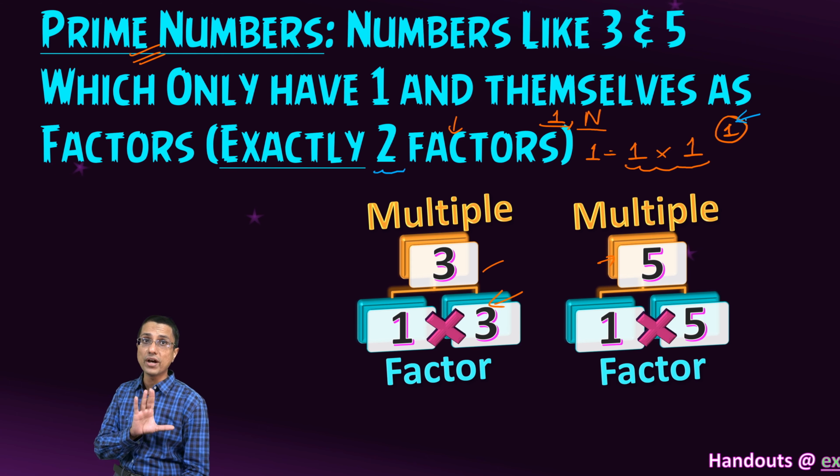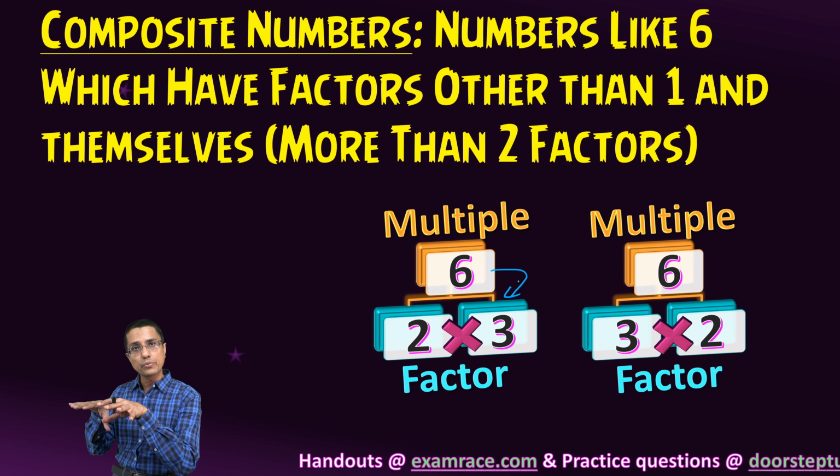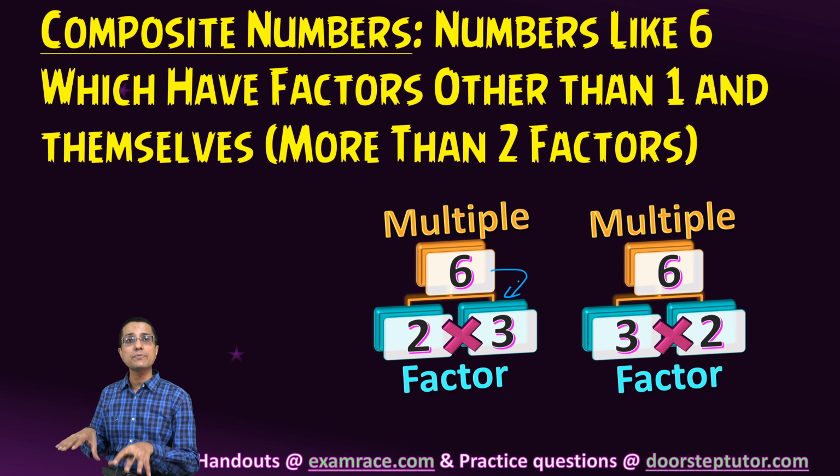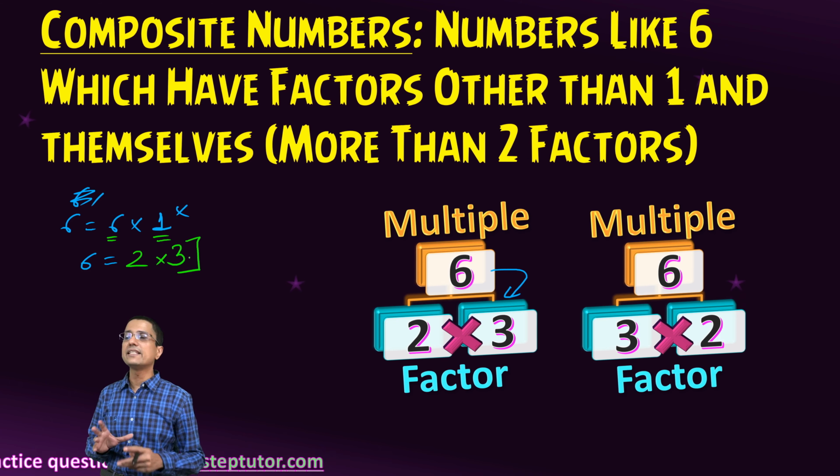Now, on the other hand, we have numbers such as 6, which can be divided into 2 smaller numbers, which can be expressed as product of 2 numbers other than 1 and the number itself. So for example, 6 can be written as 2 into 3. Of course, 6 can also be written as 6 into 1, but this is not so interesting for us. The more important thing is we were able to express 6 as product of 2 numbers other than 1 and 6 itself, and because of this 6 is not a prime number. Such numbers are called composite numbers. They have more than 2 factors.